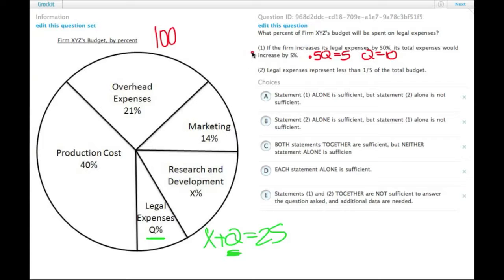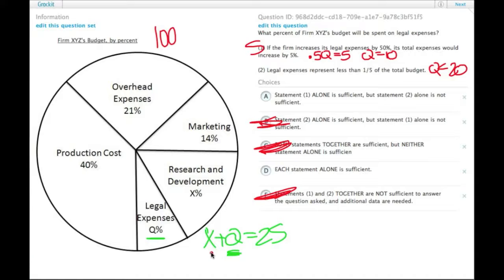We've solved for Q, and so statement 1 is sufficient. We get rid of B, C, and E. We do need to consider statement 2 in turn. That one tells us that legal expenses are less than 1/5 of the budget, so that tells us Q is less than 20. 20 would be 1/5 of the budget.